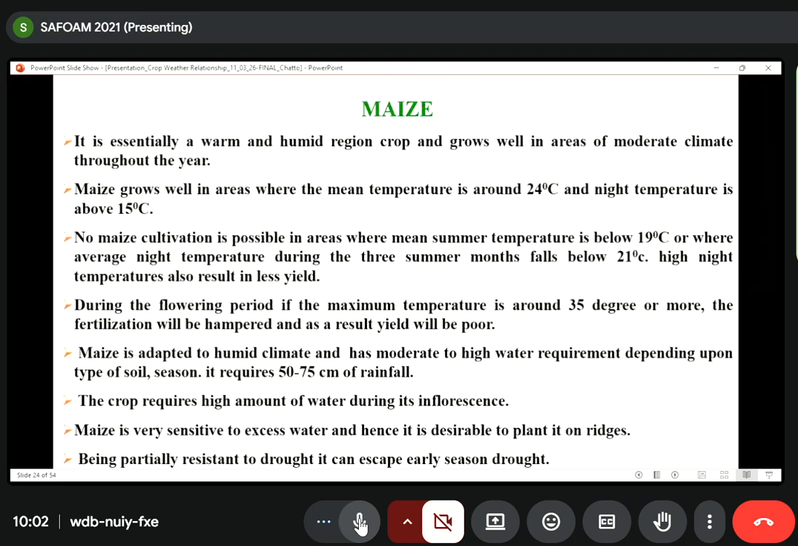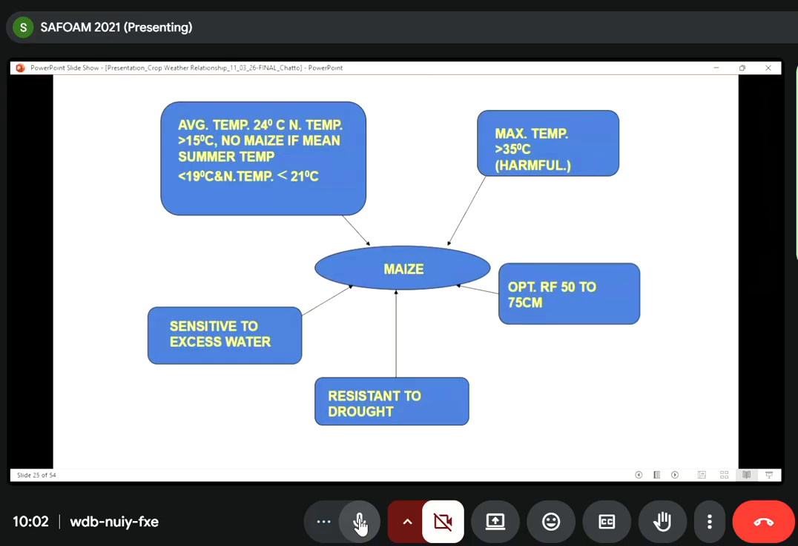Now, maize grows well in areas where the mean temperature is 24 degrees and the night temperature is 15 degrees. It is essentially warm and humid. Similarly, as I showed in the boxes, it is very sensitive to excess water, so we have to ensure there is no waterlogging. But maize is very resistant to drought. So maize is a crop with wide adaptability.